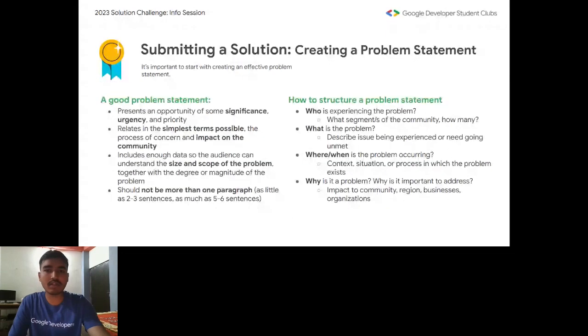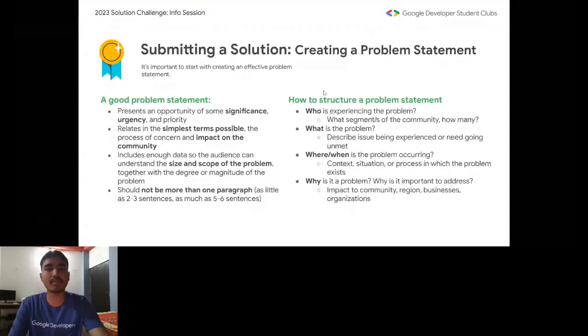These are also the problem statement criteria. This is the criteria for submitting a solution's problem statement. You have to make a problem statement: who are the people, like if you are making a solution for a hunger issue, who are the people or the community facing the hunger issue? You have to mention that in the submission.